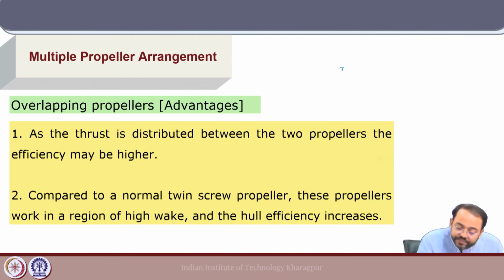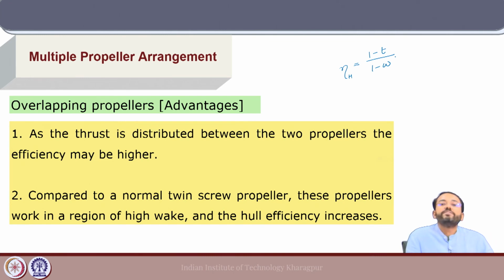Now, hull efficiency eta h is given by 1 minus thrust deduction by 1 minus wake fraction, and we have seen that hull efficiency is a parameter in the calculation of the total efficiency of the propulsion system. Though it is not strictly an efficiency term, it is just a ratio of these two factors, 1 minus thrust deduction divided by 1 minus wake fraction.